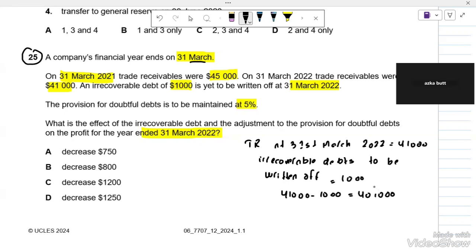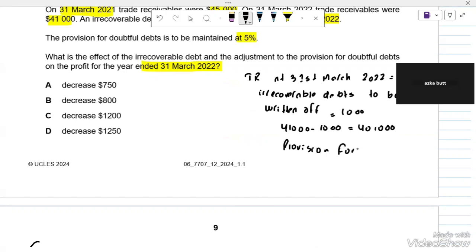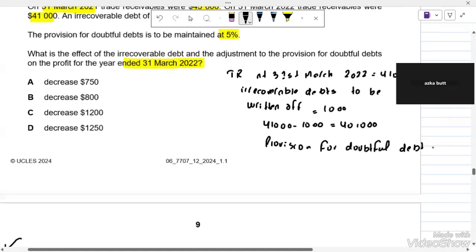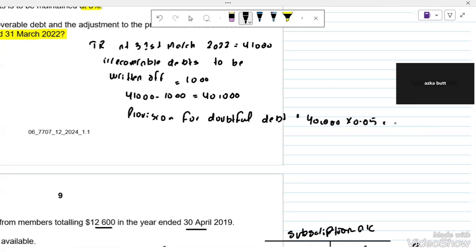Now we are going to calculate the provision for doubtful debts. The provision for doubtful debt is to be maintained at 5% of the adjusted trade receivable. So the provision for doubtful debt is equal to 40,000 times 0.05, which is equal to 2,000.